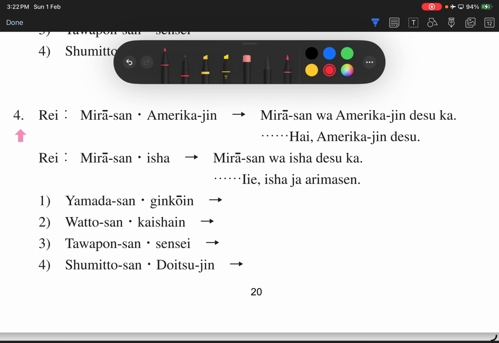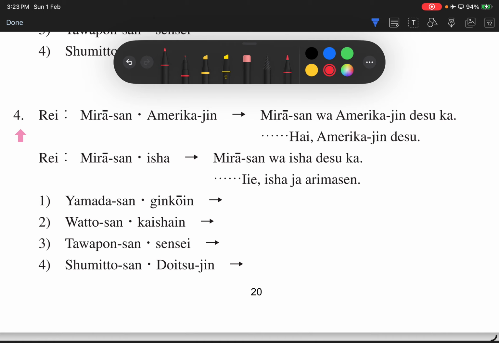So for example, the next example. Mira-さんは医者ですか? いいえ、医者じゃありません. By the way, what's 医者? Doctor. Thank you. So not doctor, right? So いいえ、医者じゃありません. Okay, next we have Yamada, right? Yamada さんは銀行員ですか? はい、銀行員です. Okay, very good.